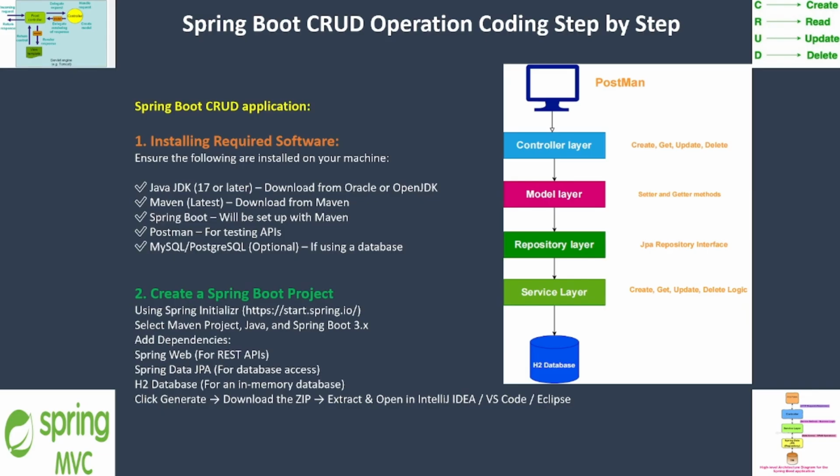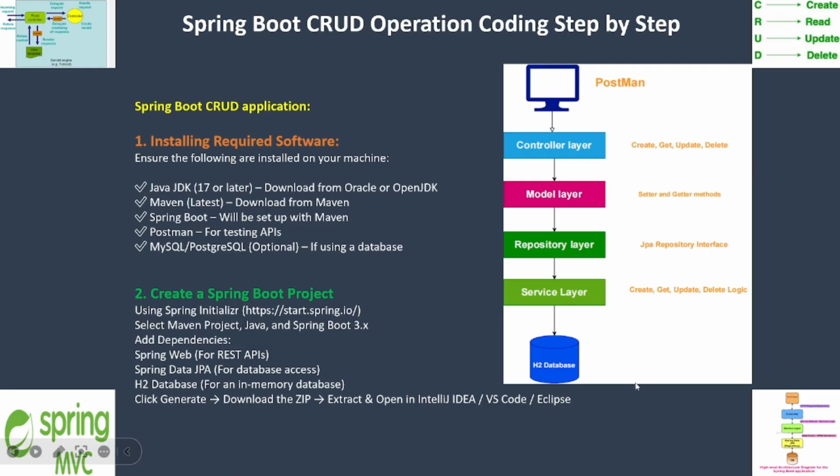Before jumping onto the Spring Boot CRUD operation application, first, what are the prerequisites and installing required software? Ensure the following are installed on your machine. So what are those guys? Java JDK 17 or later, download from Oracle or OpenJDK. Next one is Maven. Maven latest, download from Maven. And Spring Boot will be set up with Maven, and Postman for testing APIs. MySQL and Postgres are optional if using a database. Here I'm using the H2 in-memory database, guys. So that's what I'm going to use.